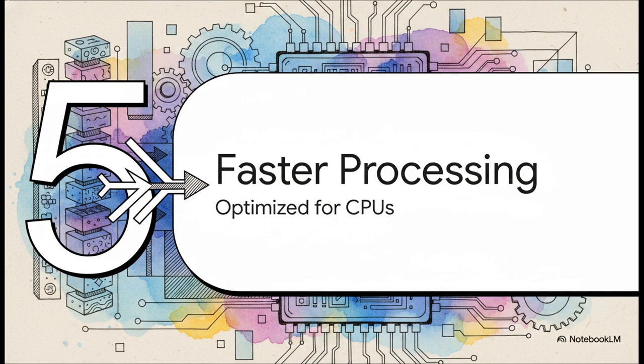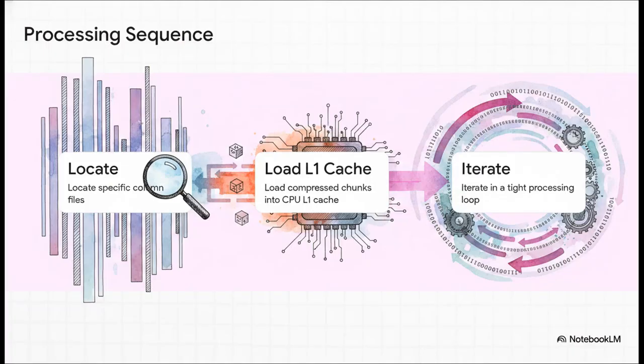Moving on to Section 5. Faster processing in aggregation. How this optimizes for the CPU. When it comes to calculating aggregates, a columnar database follows a really rapid sequence. First, it locates the specific column files it needs. Second, because that data is so highly compressed, it can actually load large chunks of it directly into the CPU's L1 cache, which, if you know your hardware, is the processor's absolute fastest, closest memory.